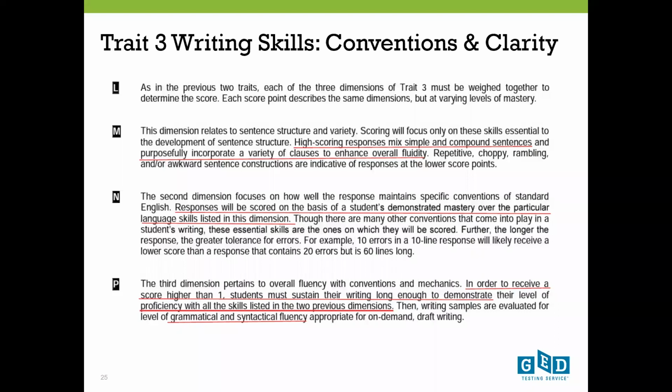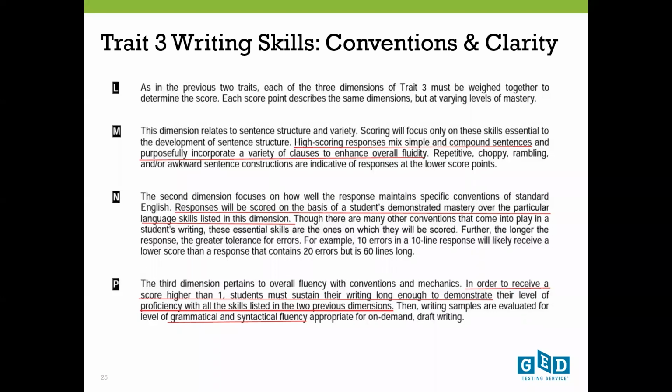Also, responses will be scored on the basis of a student's demonstrated mastery over the particular language skills listed in the dimension. And you can read more about that for that to make a little bit more sense. And I've also underlined that in order to receive a score point higher than a 1, students must sustain their writing long enough to demonstrate proficiency with all the skills listed in the previous 2 dimensions. And that includes grammatical and syntactical fluency.